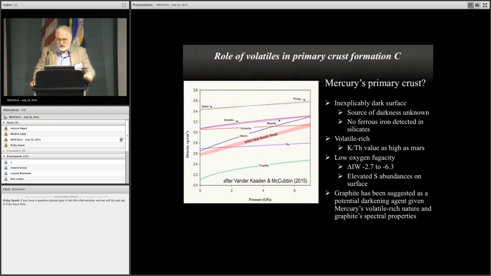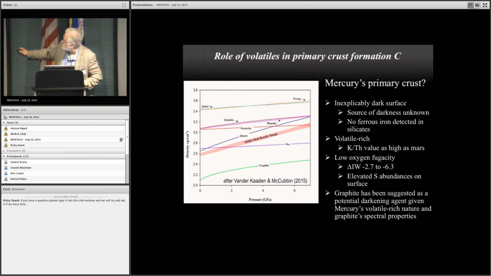And then finally, let's go ahead and take a look at carbon. And this is some work by Van der Kayden and McCubbin, where they essentially examined the potential for a volatile-rich planet, Mercury, which has a high potassium-thorium ratio. The magma ocean potentially crystallized at very, very low fO2.